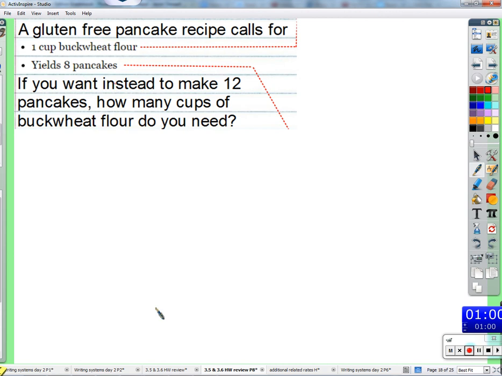1 cup of buckwheat flour to 8 pancakes. How are you going to get 12 pancakes? You do 1 over 8 equals x over 12. And then do what? Multiply by 12.